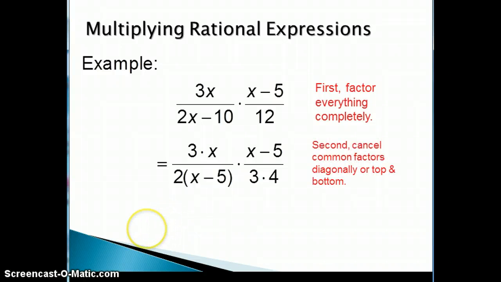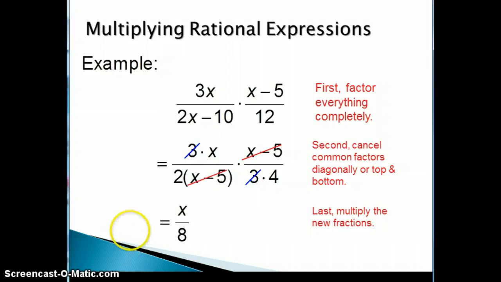So now we can cancel our common factors that we see diagonally, or if we also saw any within the same fraction, top and bottom, we could also cancel those. So notice that we have 3s that will cross-cancel, and we have factors of x minus 5 that will cross-cancel. And that is all that we can cancel, so now we multiply everything that's left across the top and everything that's left across the bottom. So we'll have just an x on the top, and then 2 times 4 on the bottom gives us an 8. So this would be our final answer.